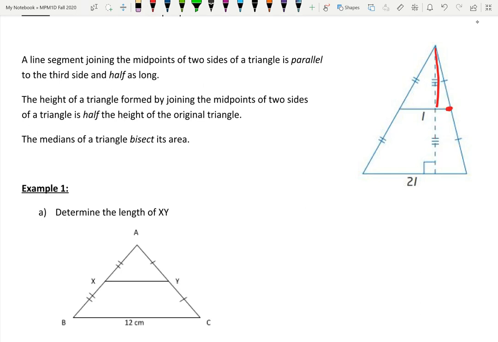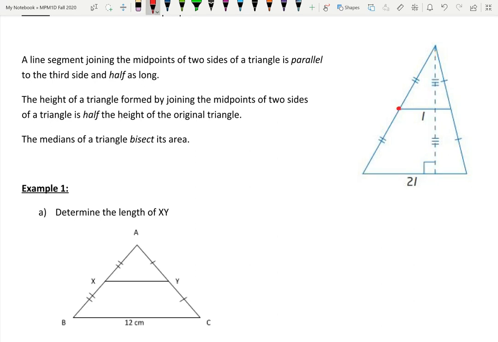Remember, the height of a triangle has to be 90 degrees to the base. So this is the base of the triangle, and 90 degrees is this line right here. So this is the height. This is the base of the triangle. There's a 90-degree angle.